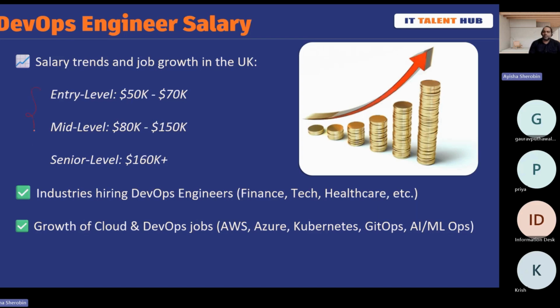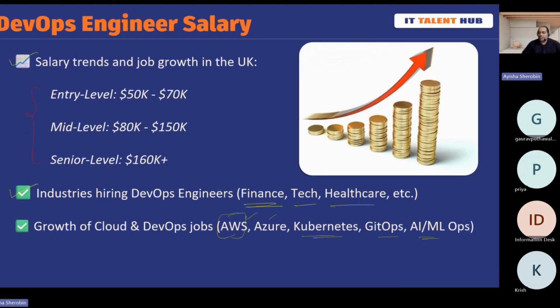These are the approximate salaries, not exact ones. These are taken from Google only. You can go through the job descriptions, and officially they will not be disclosing this information directly, but later on they will simply mention that salary negotiation is possible. So these are the salary trends, and industries that are hiring are finance, tech, and healthcare. And for growth of cloud and DevOps jobs, mostly they prefer AWS, Azure, and skill sets like Kubernetes, GitOps, and AIOps and all.